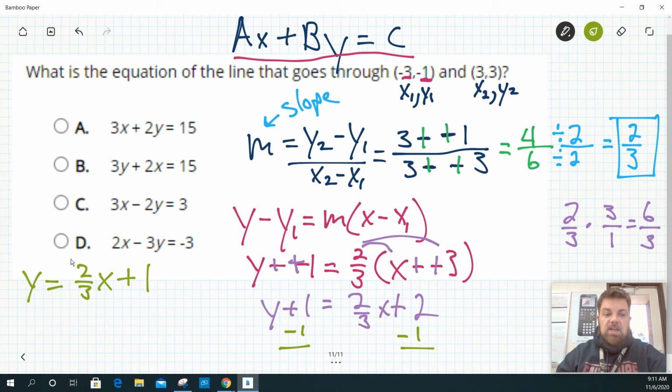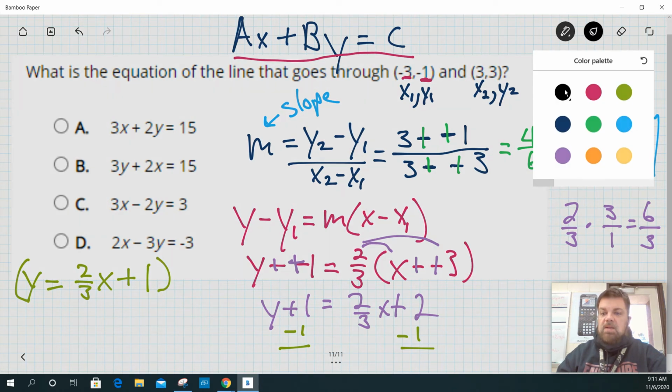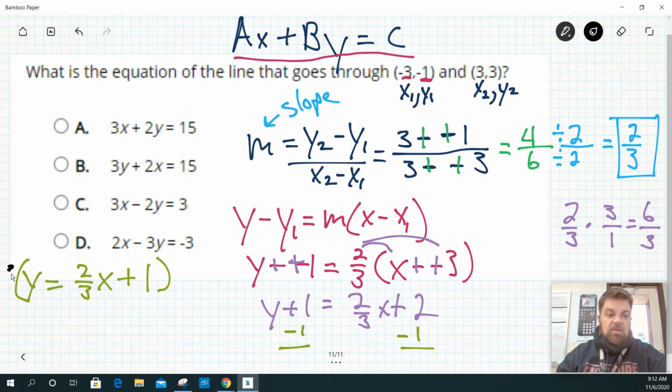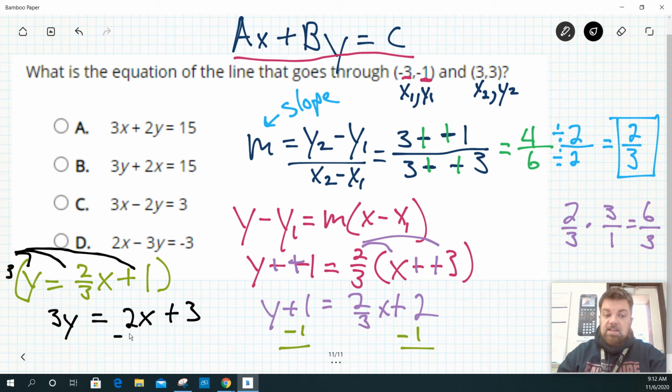plus 1. Now, the interesting thing about this is I don't like fractions in the standard form, so to get rid of that fraction, I'm going to multiply everything by 3. So 3 times y is 3y. 3 times 2/3, as we found out before, was just 2. And then 3 times 1 is just a positive 3. Next, I'm going to subtract 2x from both sides. And I'm going to get negative 2x plus 3y is equal to a positive 3.